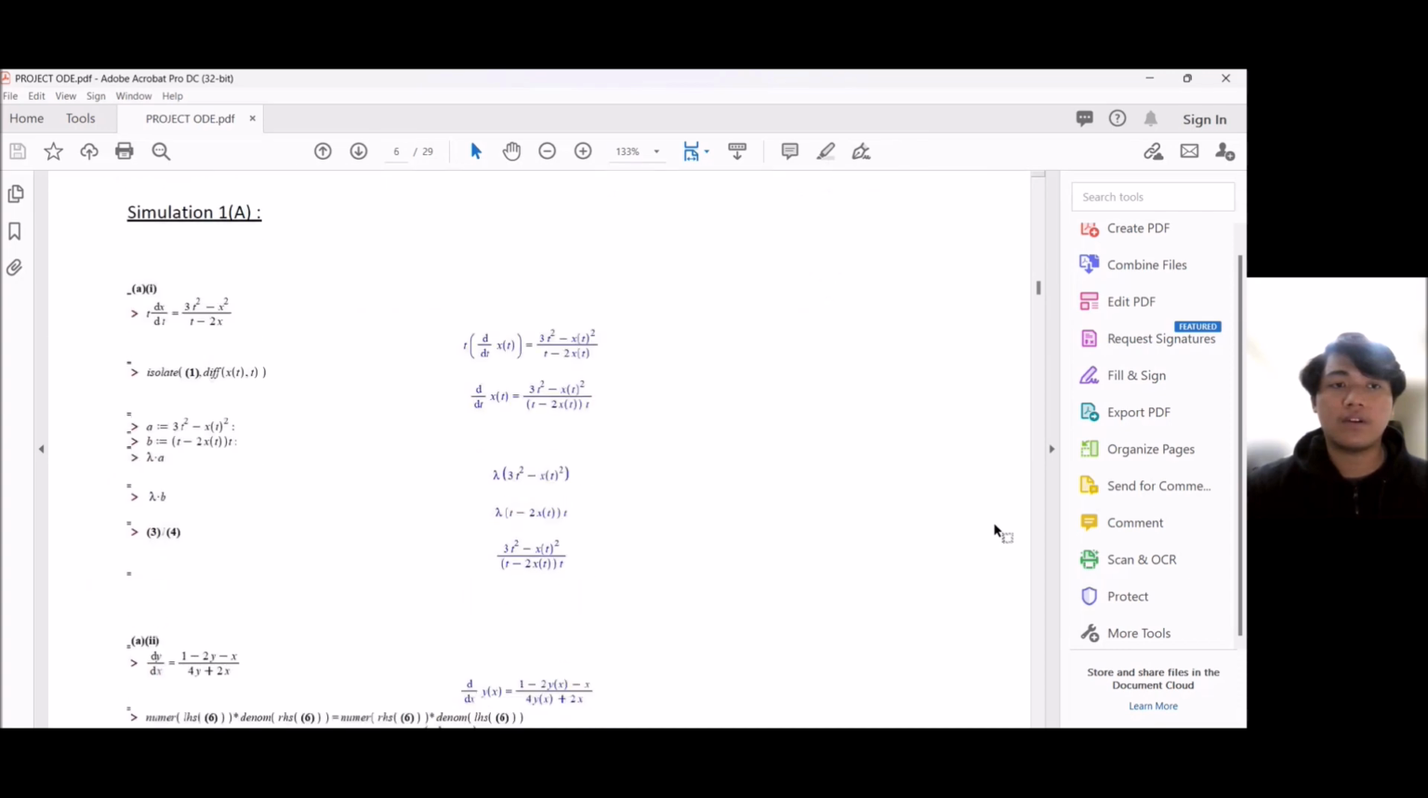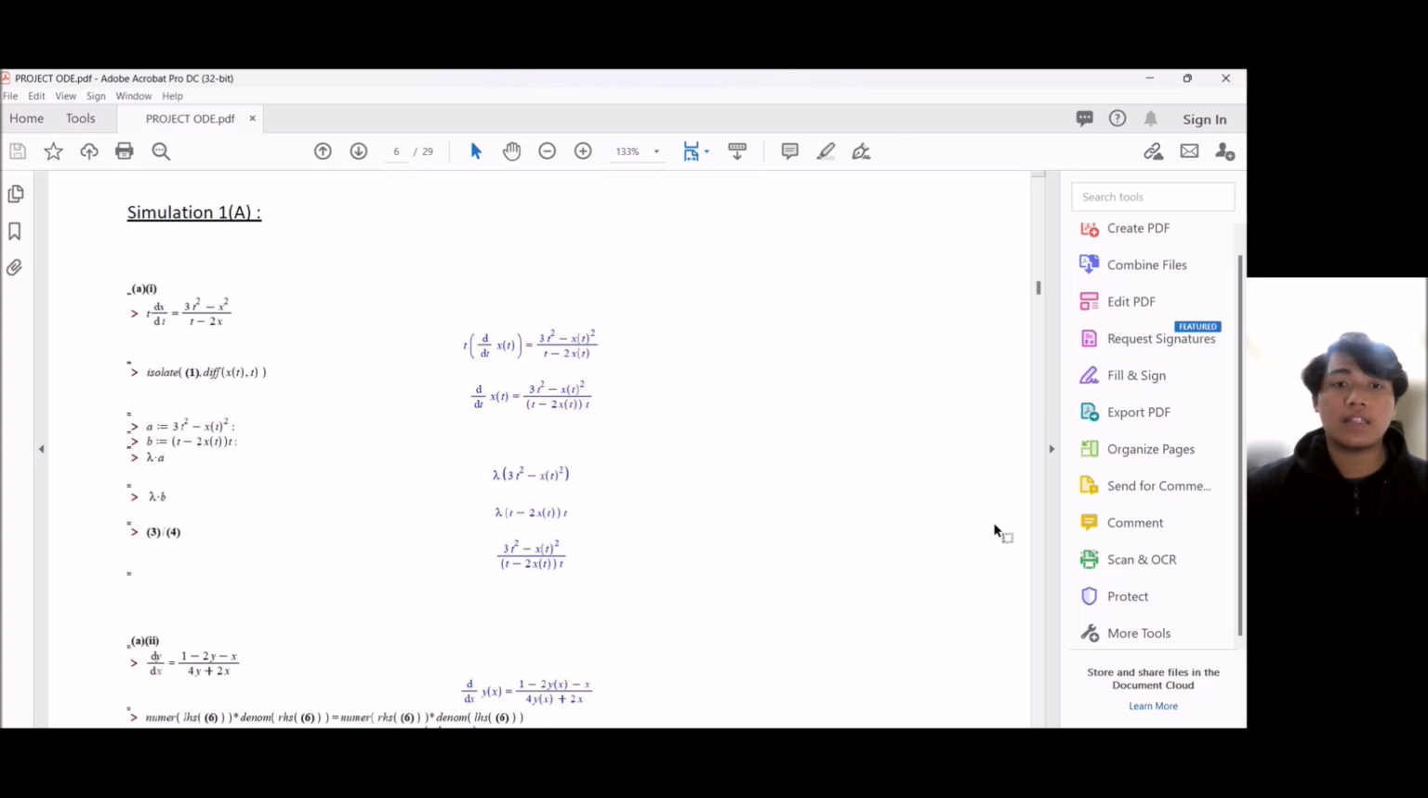So this is the simulation for A1. t dx over dt equals (3t power of 2 minus x power of 2) divided by (t minus 2x). So I put the lambda at the above one, so it will be lambda multiplied by (3t power of 2 minus x power of 2). And then I put the lambda at the bottom one, so it will be lambda multiplied by (t minus 2x) multiplied by t. And also I put the lambda as dx over dt.